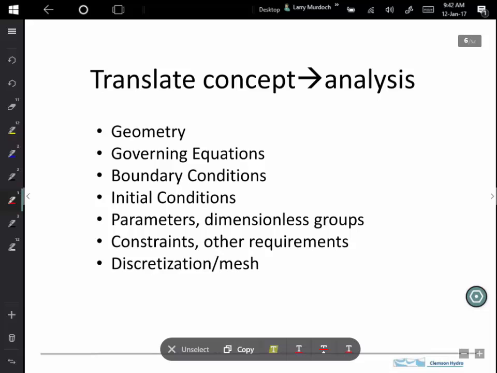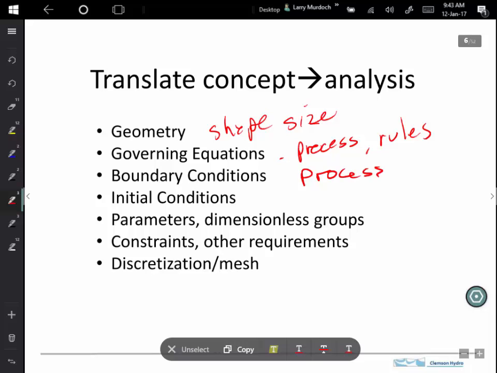Geometries, so this is the shape and size of the domain that we're interested in. The governing equations, these are the processes. We might think of it as what kind of rules are being obeyed within the region. The boundary condition, this is more information about processes and rules, but on the boundary. The governing equations really are going to be internal rules for the processes. This is how things start out.